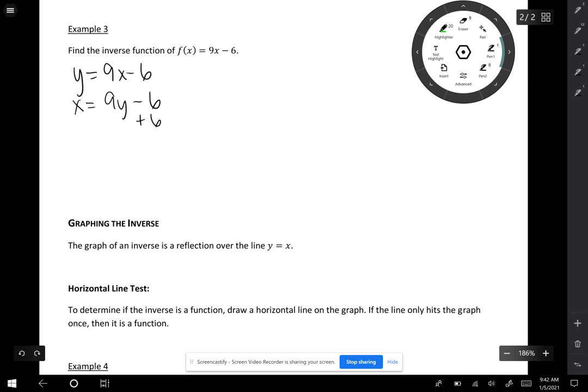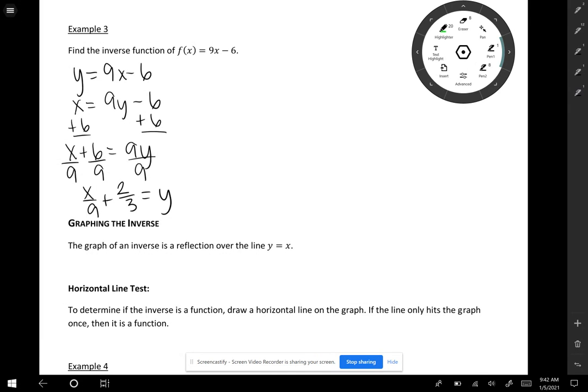I'm going to add 6 to each side. x plus 6 equals 9y. And then I'm going to divide everything by 9. So x over 9 plus 6 divided by 9, which can be simplified to 2/3. And then remember your final answer is to change that to the inverse function notation. So f to the negative 1 of x equals x over 9 plus 2/3.